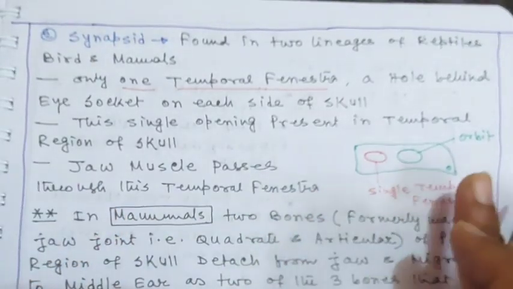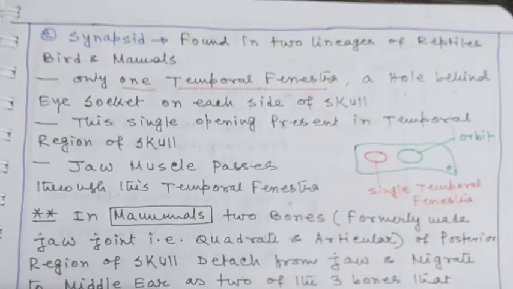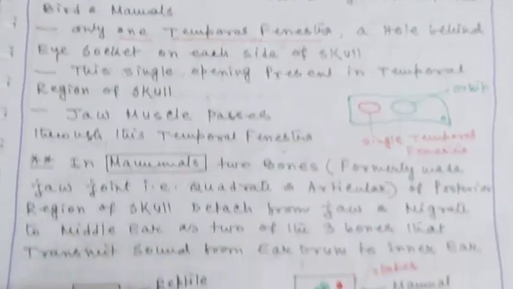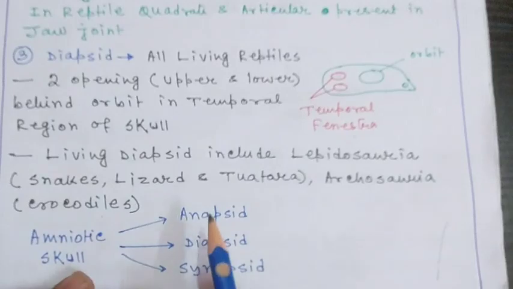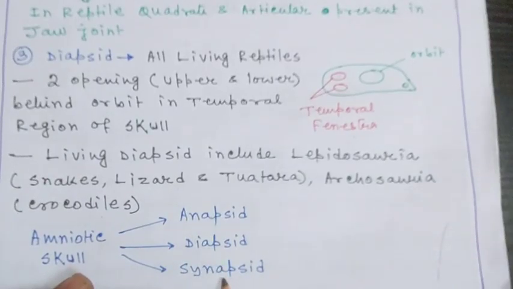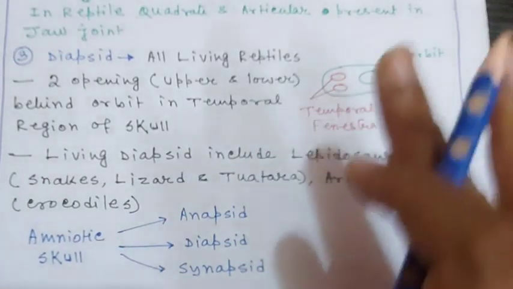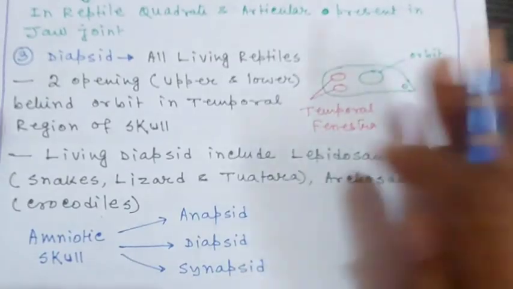So these are the basic three different types of skull: the Anapsid, Synapsid and the Diapsid. All amniote skulls are of three types: the Anapsid, Diapsid and Synapsid. And I hope you have understood the differences among these three types of skull.